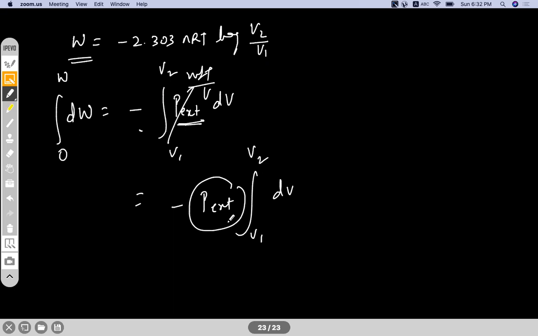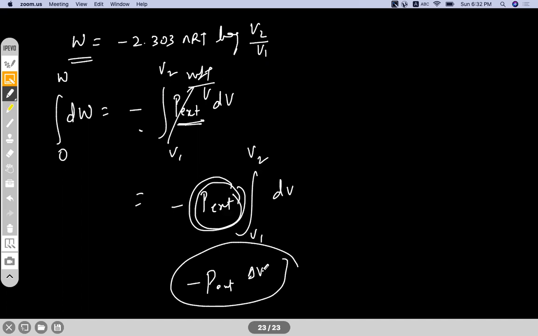If it is an irreversible process, we'll discuss irreversible now, then we can take this P external out, because in an irreversible process P external is constant over there. And then directly the answer would be minus P external delta V. This is the work done we have in all irreversible processes. Did you get it now?